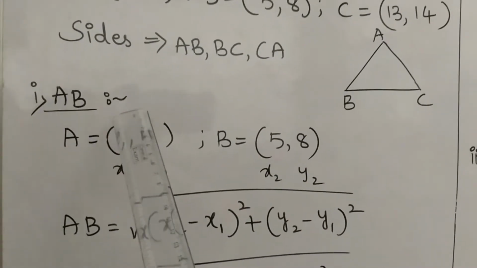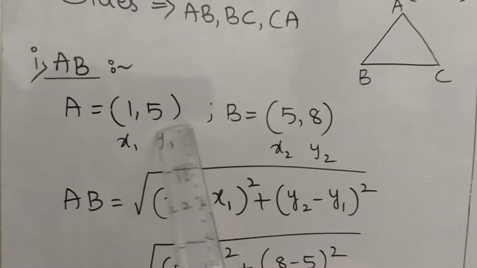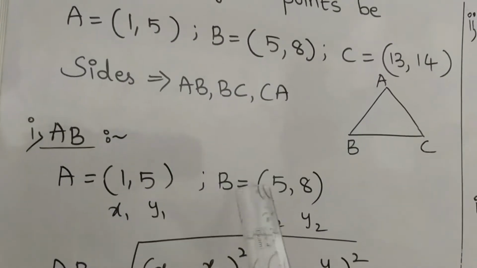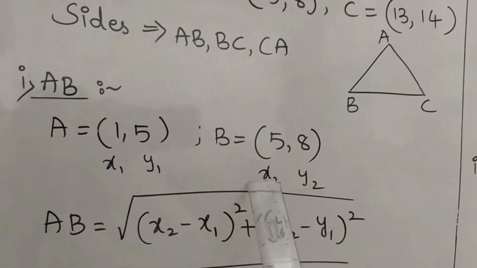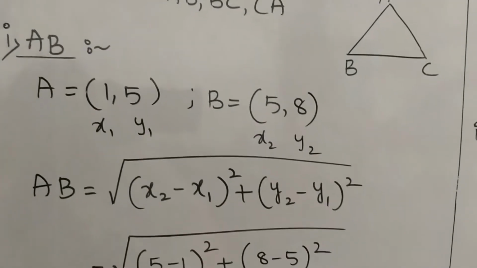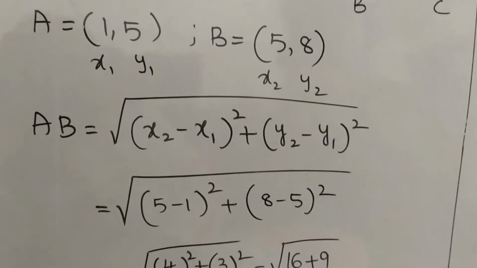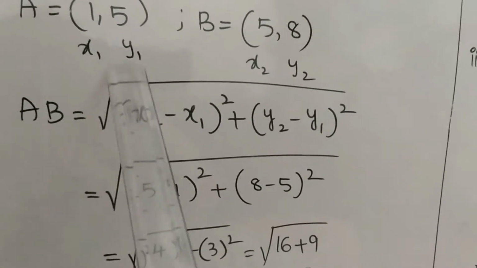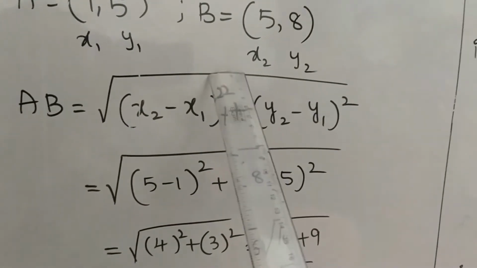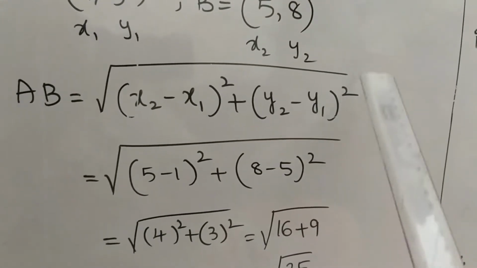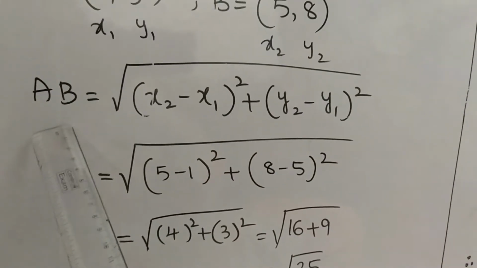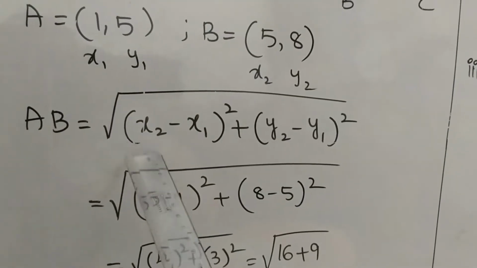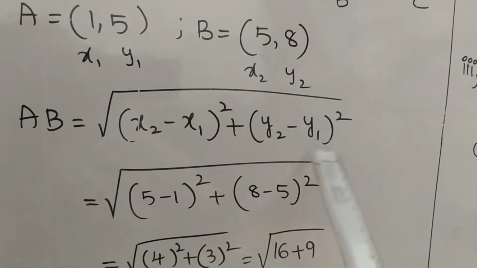So first I am taking AB. Here A is (1, 5) as given and B is (5, 8). So take them as x1, y1, x2, y2. Now you know what the distance between 2 points is. It is under root of (x2 minus x1) whole square plus (y2 minus y1) whole square. Now by using this formula we will find the distance of AB. Now substitute the values of x1, x2 and y1, y2.